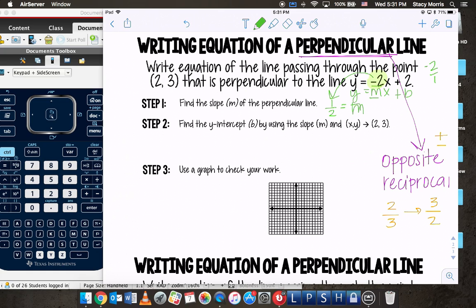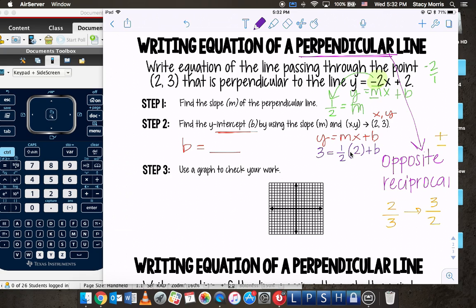Okay. Step 2, just like on the previous example, find the y-intercept, or the b. So our b is what we're looking for by using the slope, which is m, and the x, y, 2 and 3. So this is my x and y. Again, we're using y equals mx plus b. We're going to plug in the numbers we do know, which will allow us to solve for b. So we know that y is 3. This y right here is 3. Equals, our new m is the opposite reciprocal of -2, which would be 1/2. So m is going to be 1/2, times, in parentheses, our x, which is right here at 2, plus b.